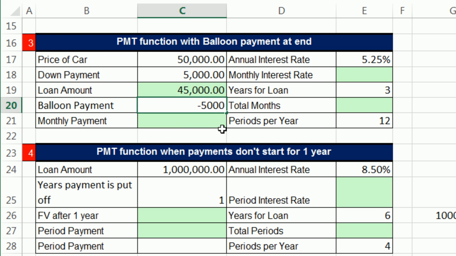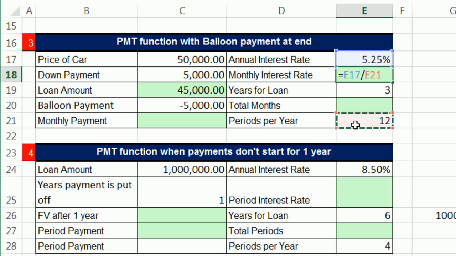We're going to have a balloon payment at the end. That means we're going to be paying off a little bit every month. But at the end of the loan, there's exactly $5,000 we still have to pay. All right, our period rate, which is monthly, is annual rate divided by number of periods per year.